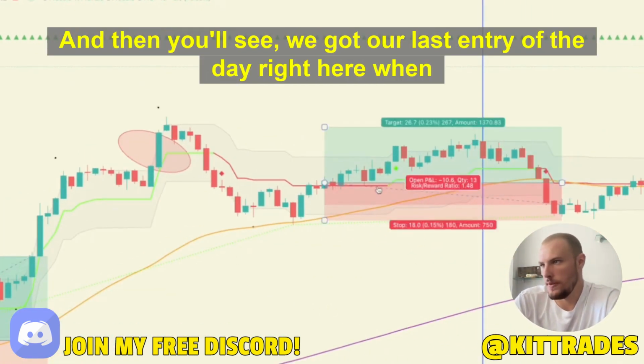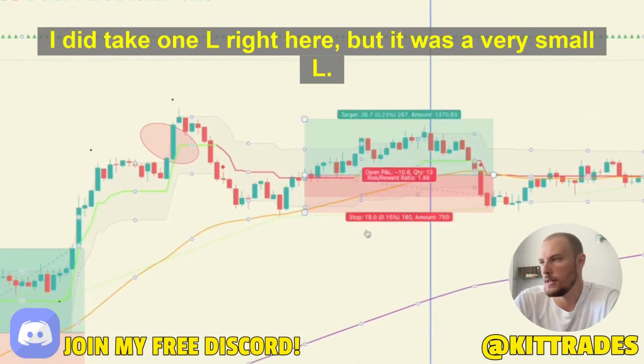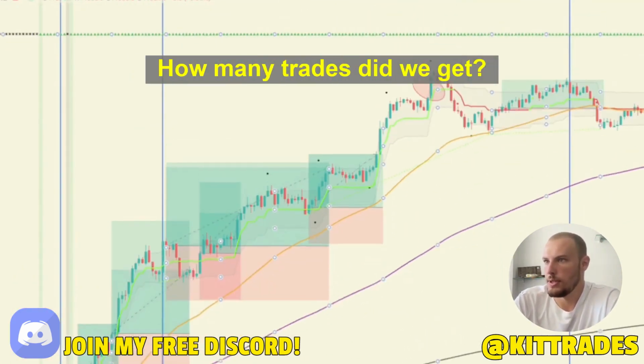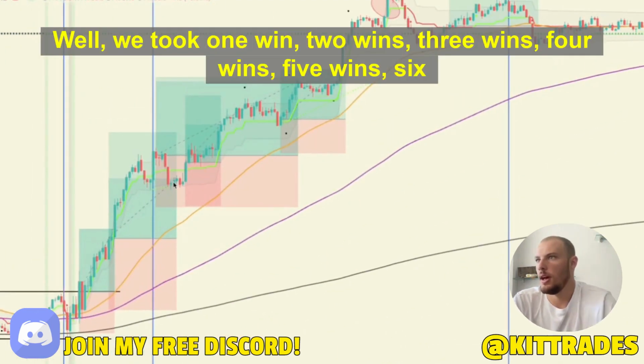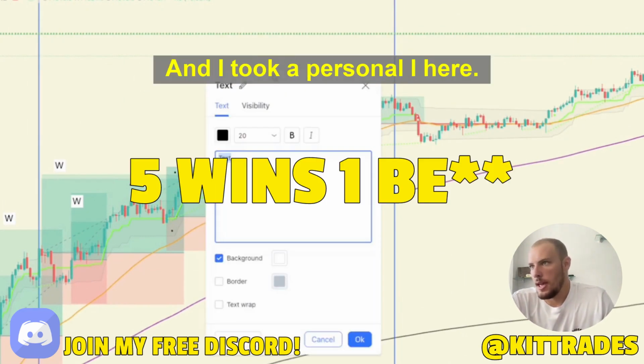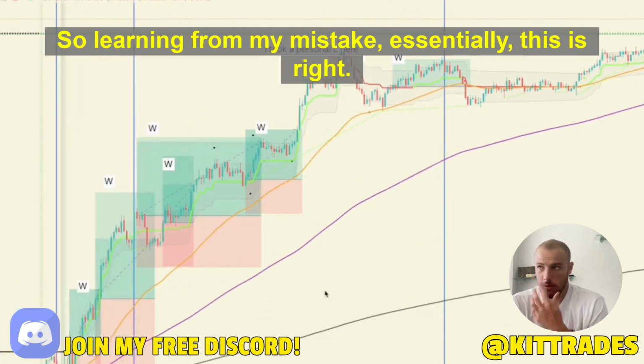And then you'll see we got our last entry of the day right here when we broke this candle. So essentially, the strategy went undefeated. I did take one L right here, but it was a very small L. This right here would have went break even. You can see it went to whatever, 1.3 R. So if we were to label this for the day, how many trades did we get? Well, we took 1 win, 2 wins, 3 wins, 4 wins, 5 wins, 6 wins today, and I took a personal L here. But again, that's not what the strategy, that was just a mistake. So learn from my mistake.